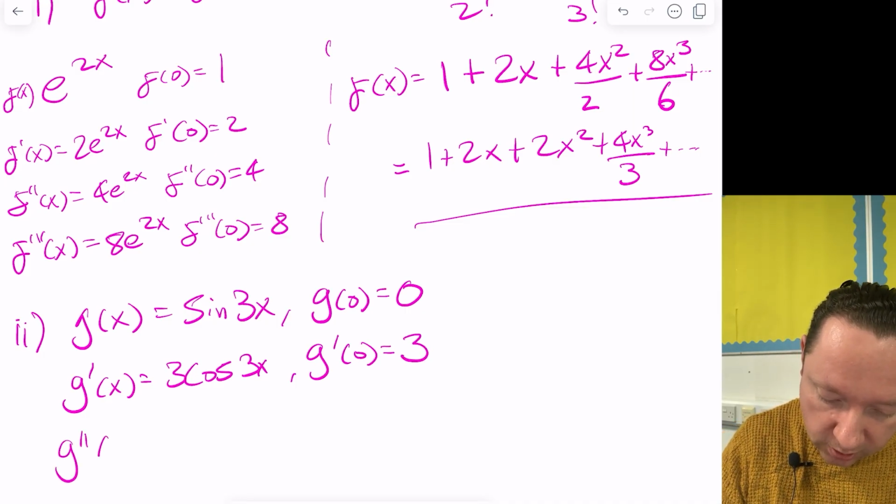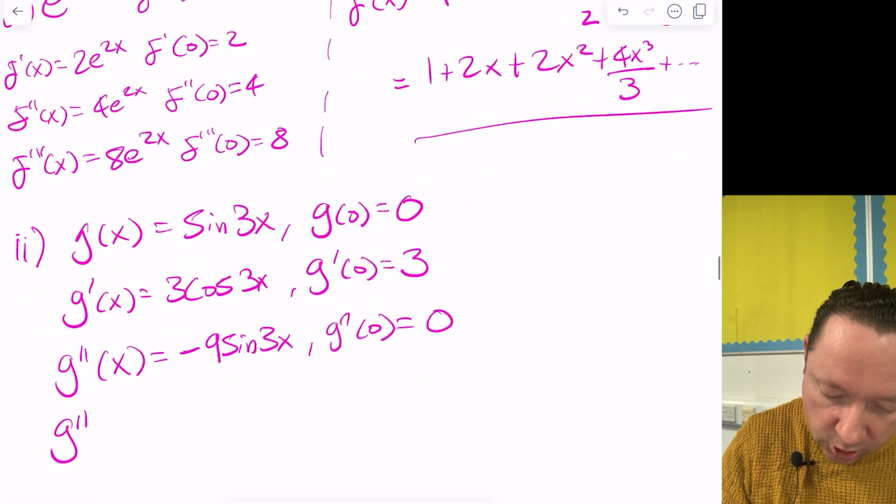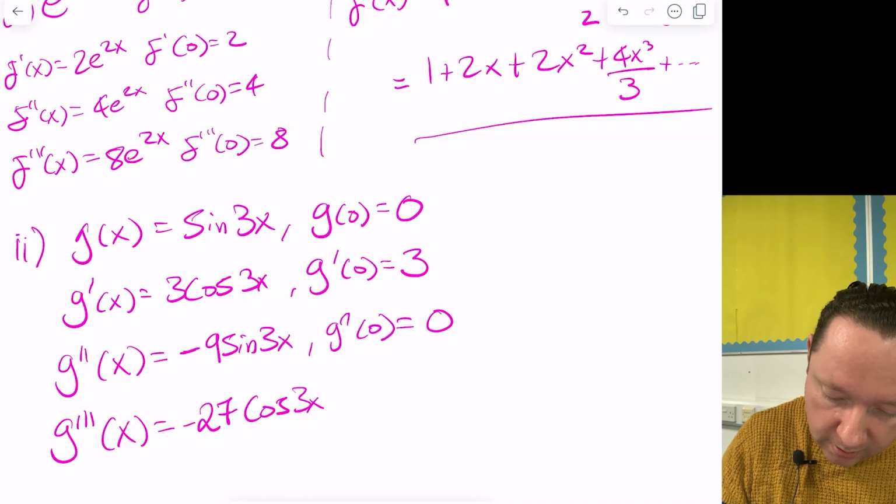g double dash is going to oscillate. We're going to go back to sine. That's going to be minus 9 sine 3x, which means g double dash 0 is still 0. And the triple dash is minus 27 cos 3x. So g triple dash 0 is minus 27.